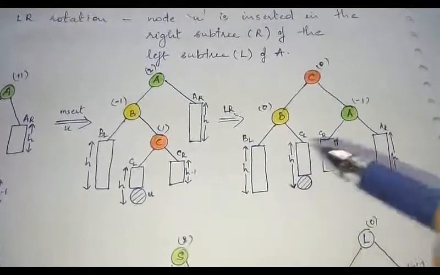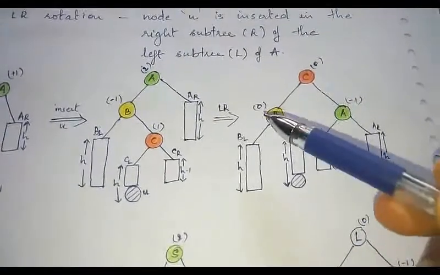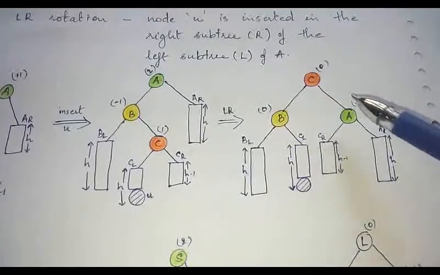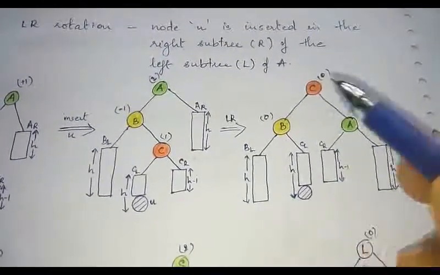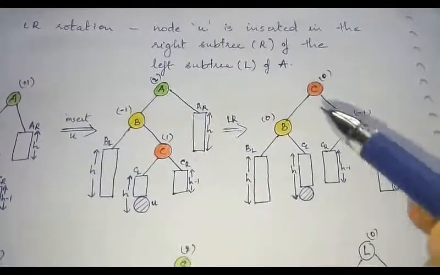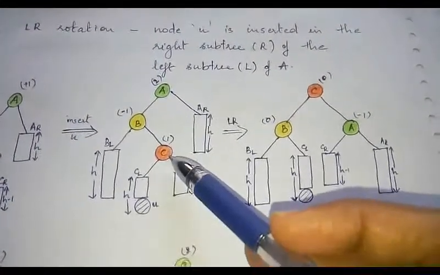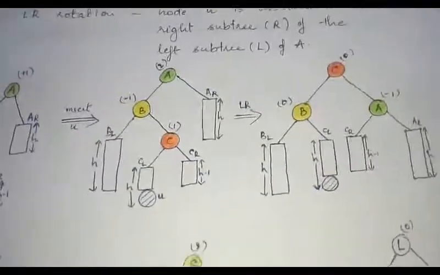Now the tree has become a balanced tree. If you check the balancing factors for each node, you can see that the balancing factors are 0, 1 or minus 1, right? So now it has become a balanced tree. So to make an LR rotation, you have to make the C node the root. Now let's see this with the help of an example.